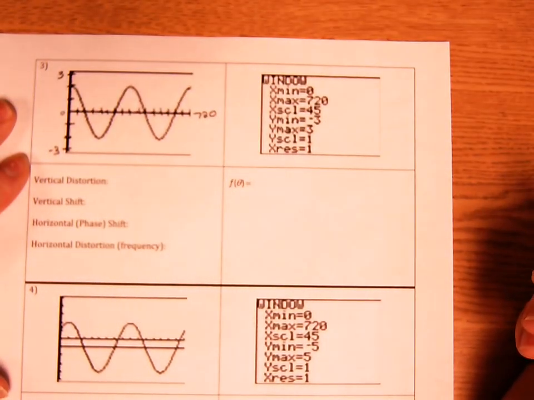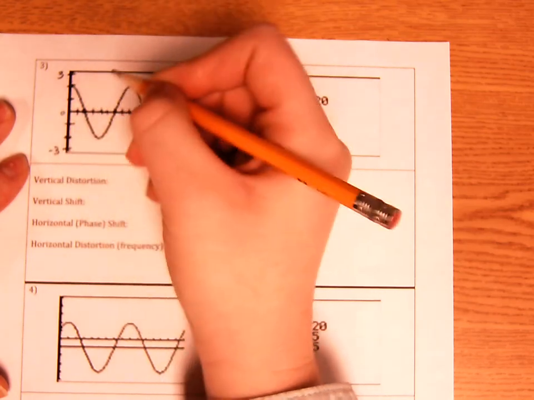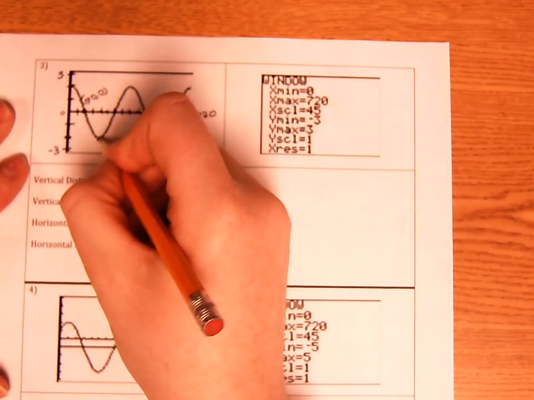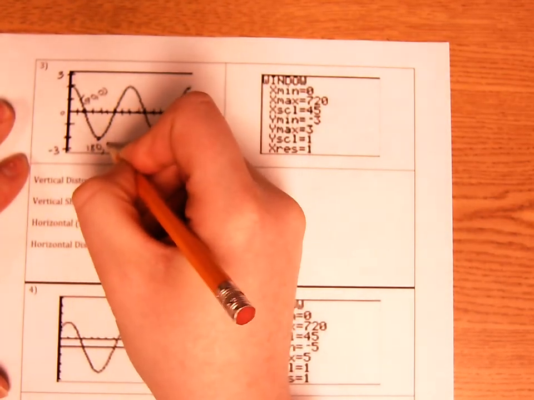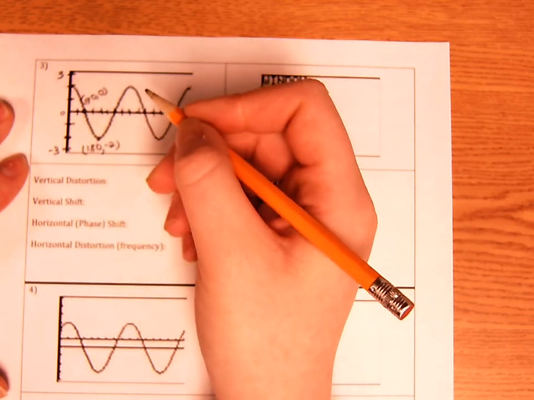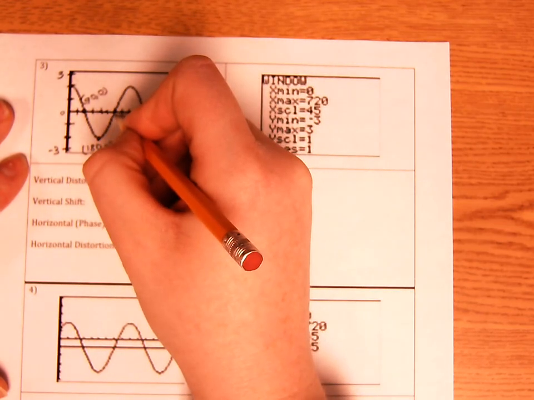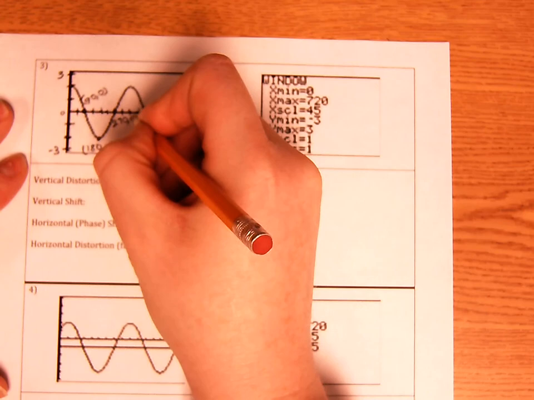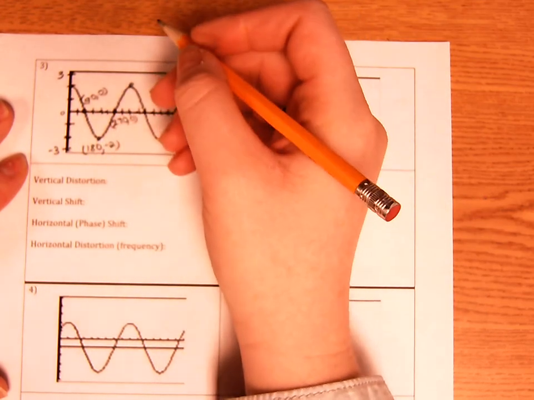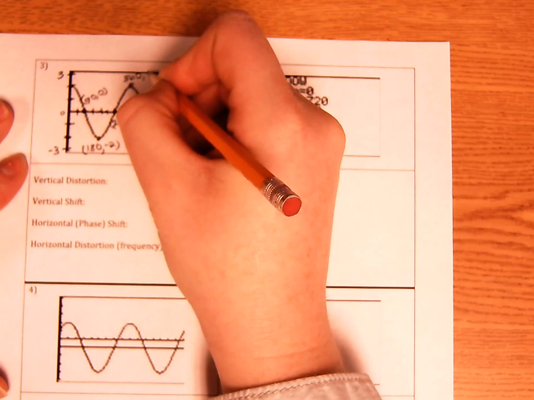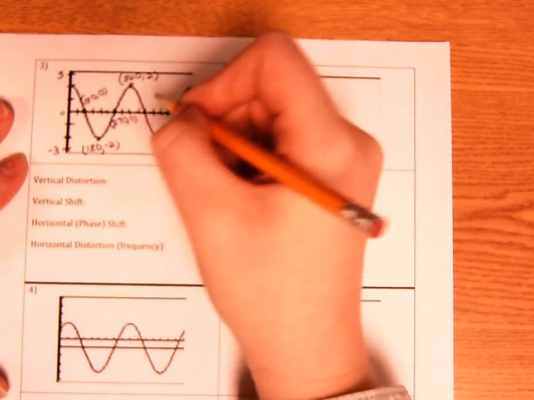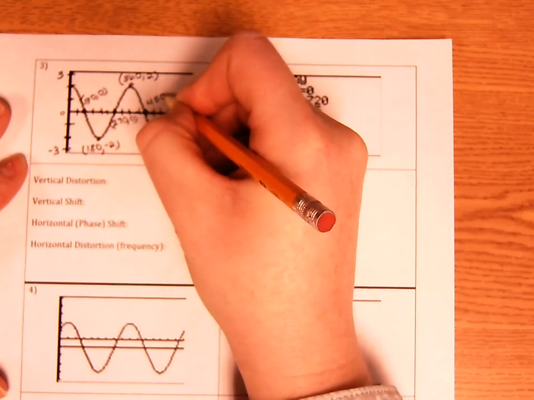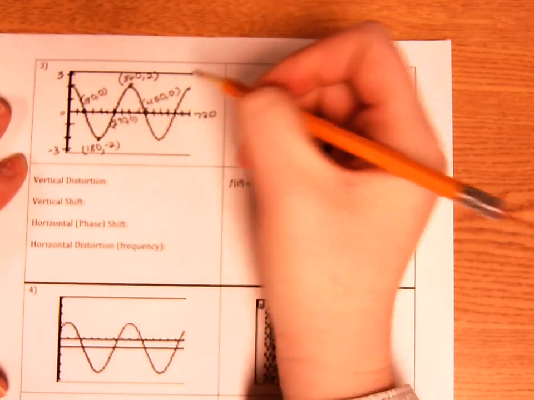So if we want to just label some key points that we could see here, going 2 tick marks over brings us to 90, 0. Adding another 90 to that brings me down to 180, and notice the y value is at -2. Going 90 degrees more to the right brings me back to the x-axis at 270, 0. Another 90 to the right brings me up to 360, 2. And then if I go another 90 to the right, just to go through my 5th key point here, that brings me to 450, 0, because 360 plus 90 is 450.